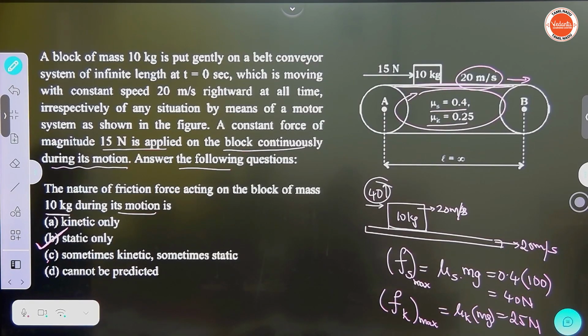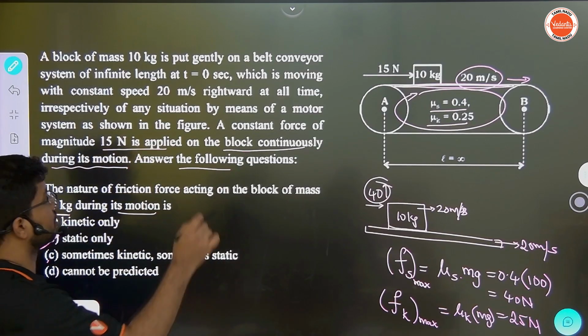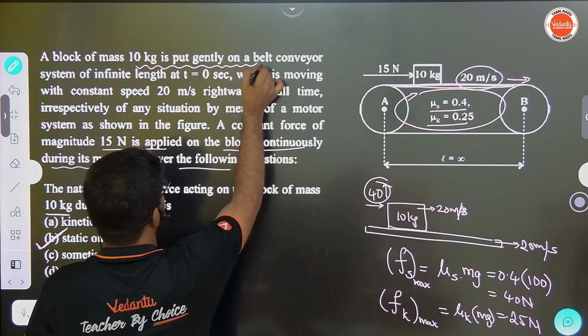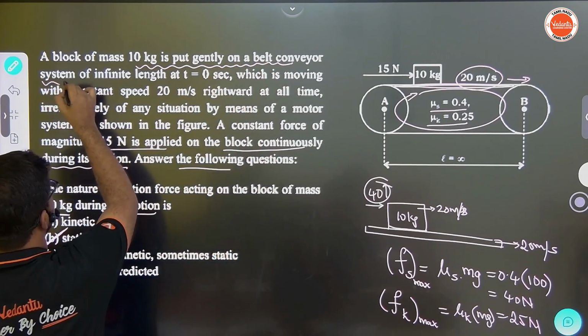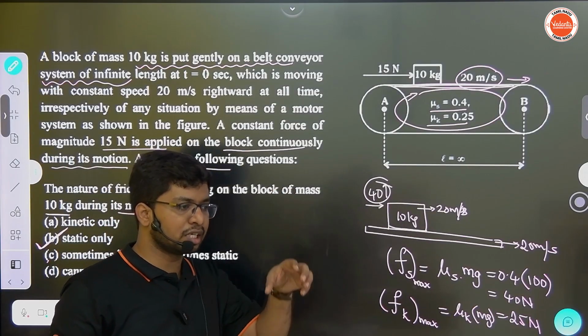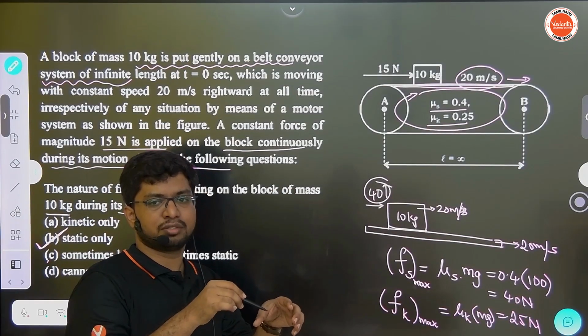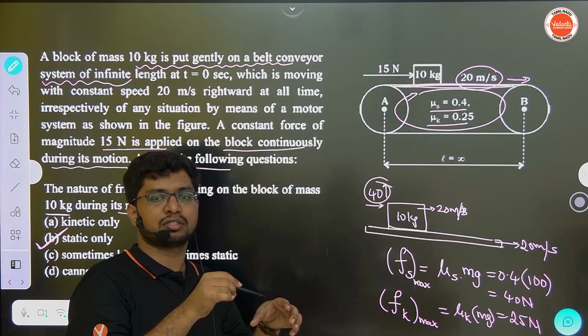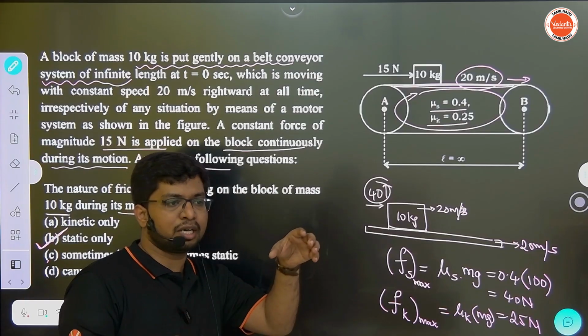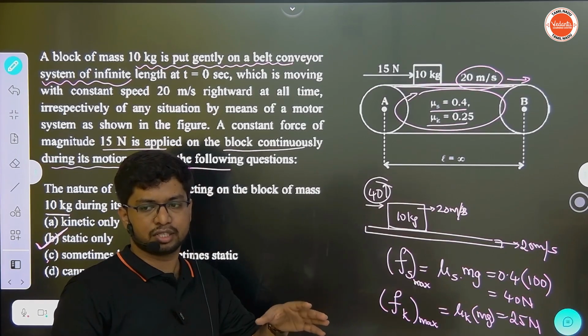By means of a motor of the system as shown in the figure, a constant force of magnitude 50 newtons is applied on the block continuously during its motion. Answer the following questions. Okay, look here, we missed this point. They said it is put gently on the moving conveyor belt, which means if I just gently put it, what is its initial velocity? Initial velocity is 0. I'm just gently putting it, right?